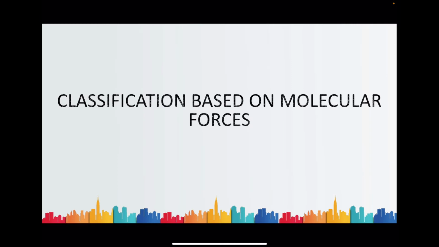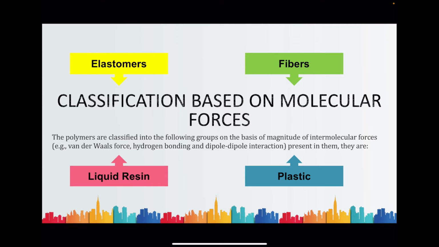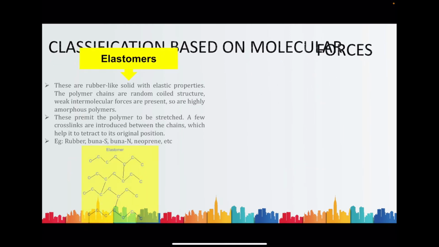Next, we move to the classification of polymers based on the molecular forces. The polymers are classified into the following groups on the basis of magnitude of intermolecular forces, for example, van der Waals forces, hydrogen bonding, and dipole-dipole interaction that are present in the structure. This includes elastomers, fibers, liquid resins, and plastics. First, we look into the elastomers.